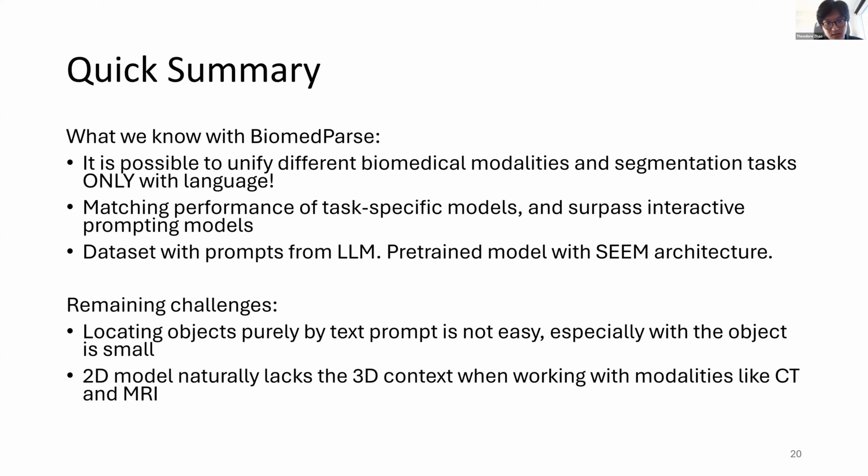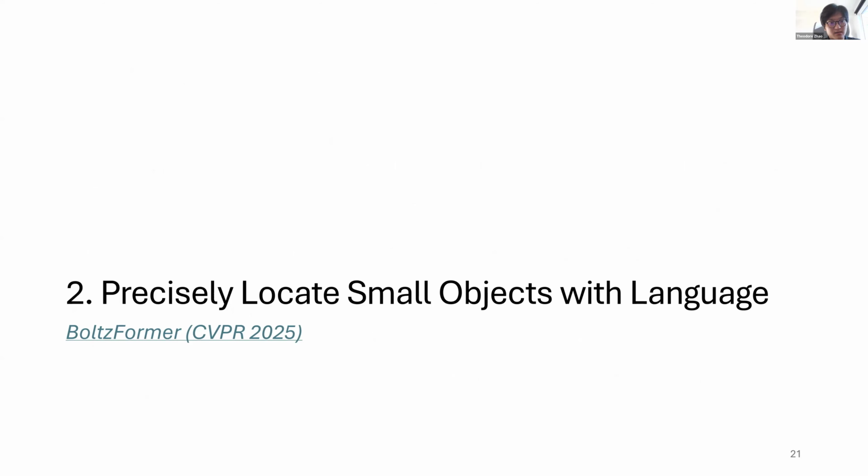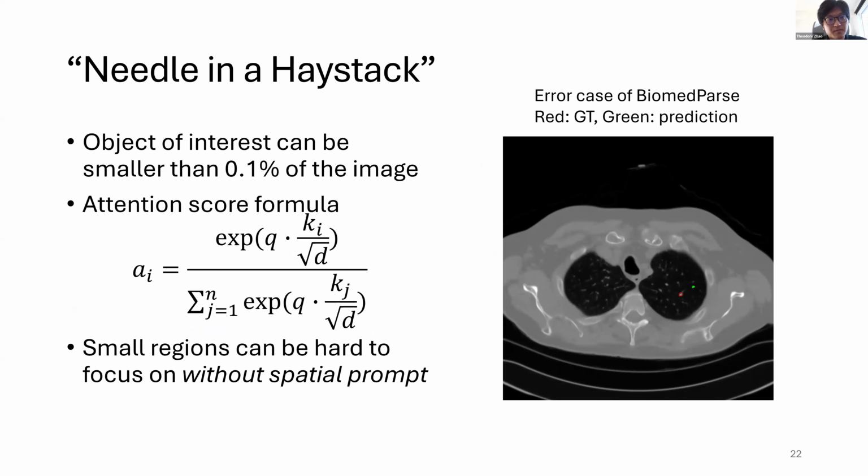Thank you. In the second part, I will introduce how to precisely locate small objects with language. On the right side is an error case of BiomedParse. The task was to segment a lung nodule in CT scans. The red one is the ground truth, which is very, very tiny, and the green is the prediction from the model. Clearly, the model prediction completely misses the ground truth.